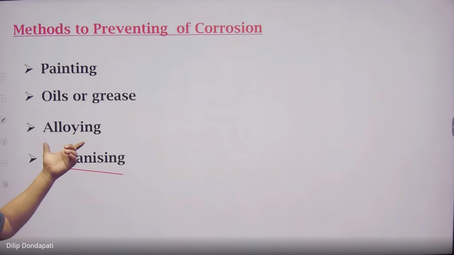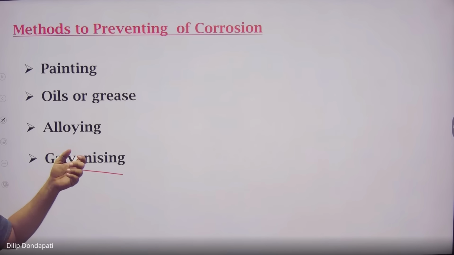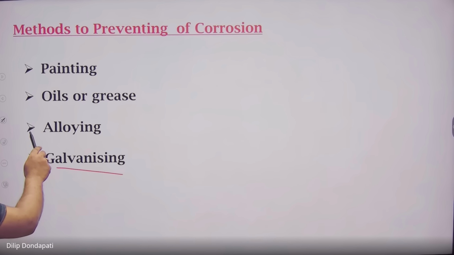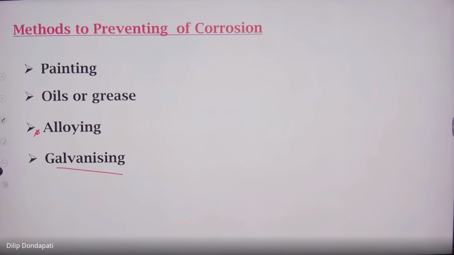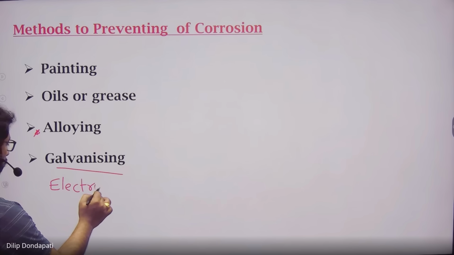And alloying, right? Alloying means mixing. We are mixing some metal with metal. Alloying is done for metals and non-metals too. So we can also do electroplating, right? Electroplating also. Many methods are there.